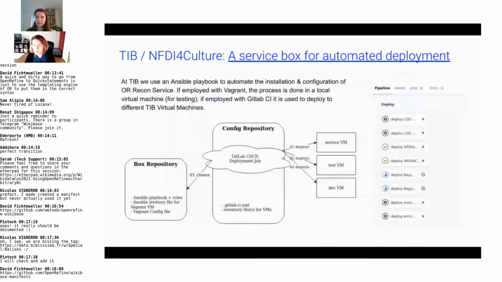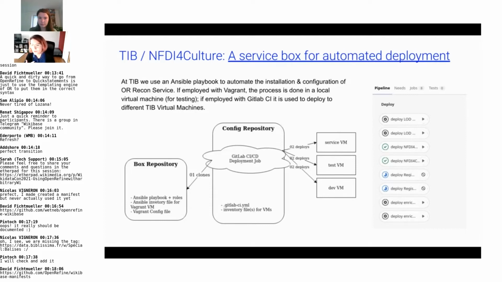I'm maybe not going to explain this super well because this was done by my colleague Andre Castro, who is really excellent at all of these DevOps operations. But the basic structure is that we use an Ansible Playbook to automate the installation and configuration of the OpenRefine reconciliation service, and also generate the manifest that you need for your Wikibase. It employs a Vagrant box, and the process is done in a local virtual machine for testing with Vagrant, and then it can be deployed with GitLab CI.